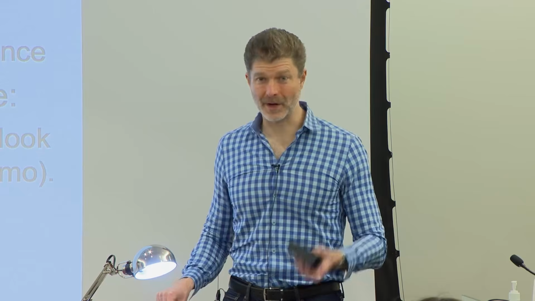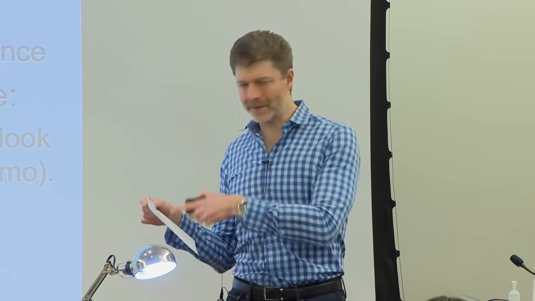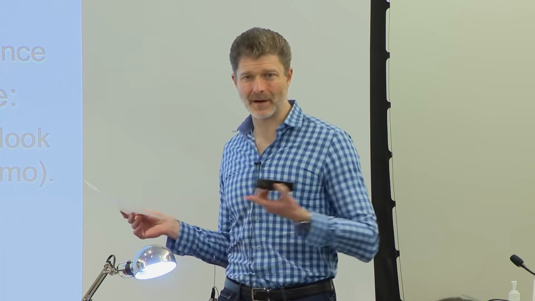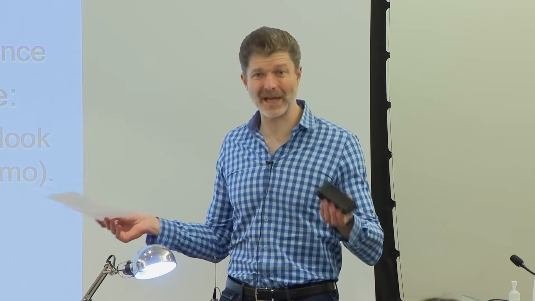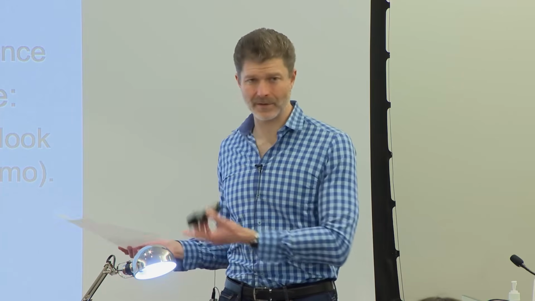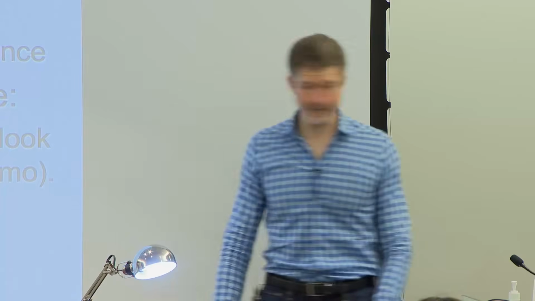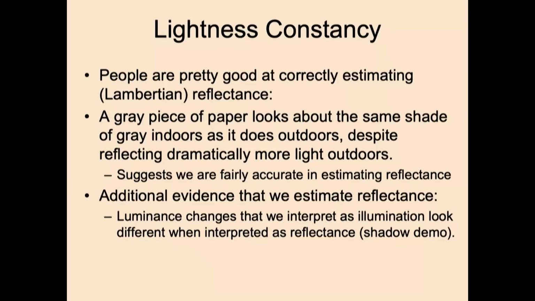Okay. But our perception of what the surface is made of, like our subjective sense of lightness, which again is an implicit estimate of the reflectance, that's relatively unaffected by that. So a gray piece of paper looks about the same shade of gray indoors as it does outdoors, despite reflecting dramatically more light outdoors. So this suggests, anecdotally, that we're fairly accurate in estimating the reflectance of everyday objects.